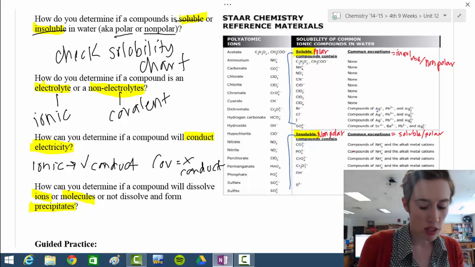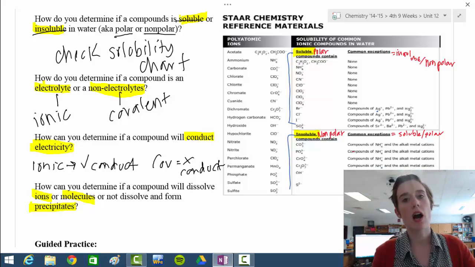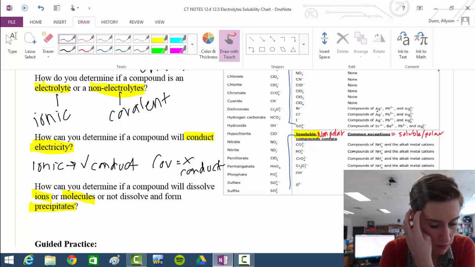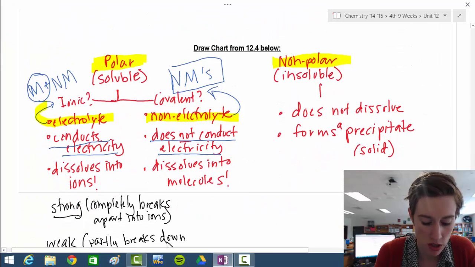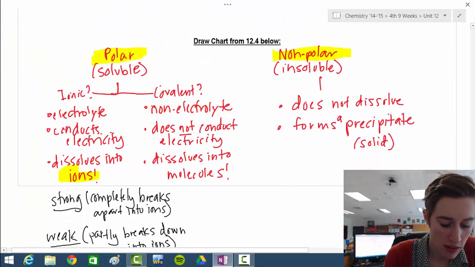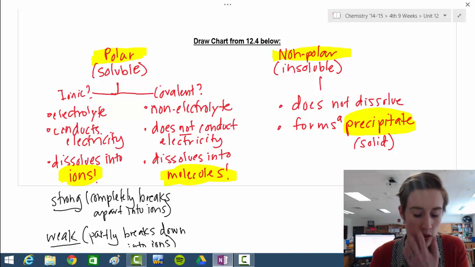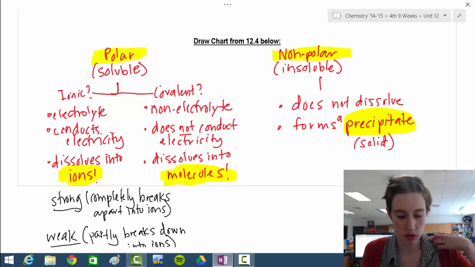Now the last one's a little bit trickier. It says, how can we determine if I take a compound and put it in water, if it's going to dissolve into ions, if it's going to dissolve into molecules, or if it's going to form a precipitate? Let's go back to our chart down here. This is ions, this is molecules, and this is precipitate.